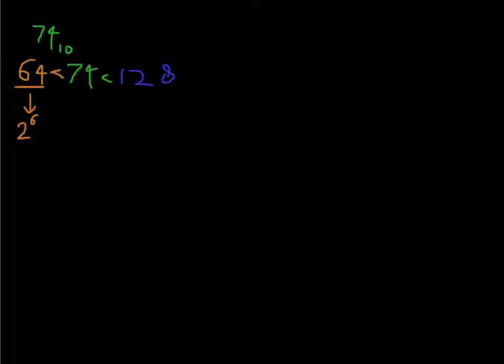Now we look at the difference between 74 and 64. 74 minus 64 is 10. So let's write that down. 74 minus 64 equals 10. Now we know we need to make 10 with powers of 2, and then we're done.